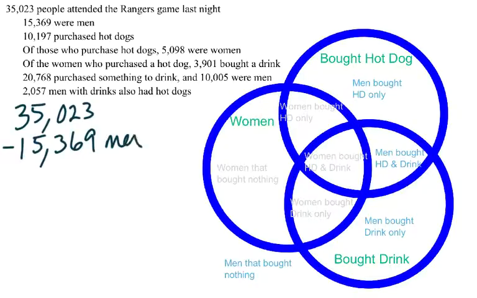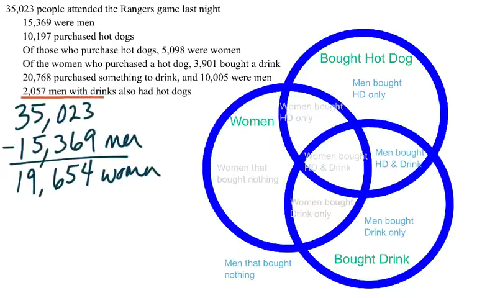So that means we're going to get our total of women. And that's going to be 19,654 women. All right, so now that we've seen a little bit about this, let's see if we can figure out where some of this information goes directly into the Venn diagram. So right here we have men with drinks and hot dogs. That's 2,057. So men with drinks and a hot dog, that's right here, 2,057.